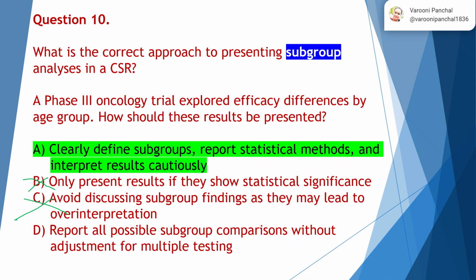Option D says report all possible subgroup comparisons without adjustment for multiple testing. Now, whenever you are doing any subgroup comparisons, you have to check the adjustment and do the multiple testing, right? So this is not appropriate, and D is not the right answer. The correct approach to presenting subgroup analysis in a CSR section is to clearly define subgroups, report statistical methods, and interpret results cautiously. So the correct answer is A.